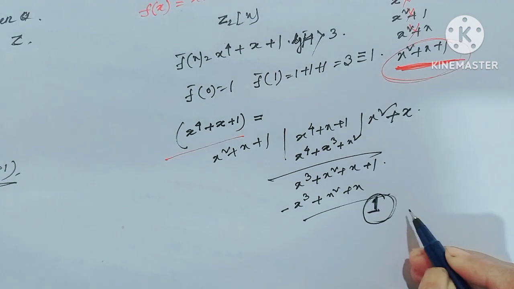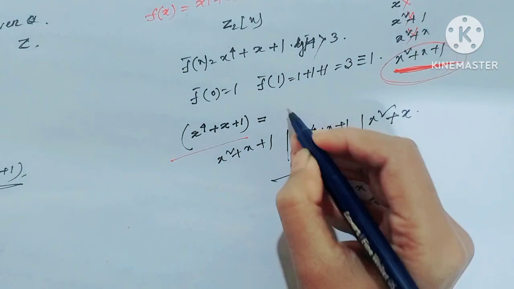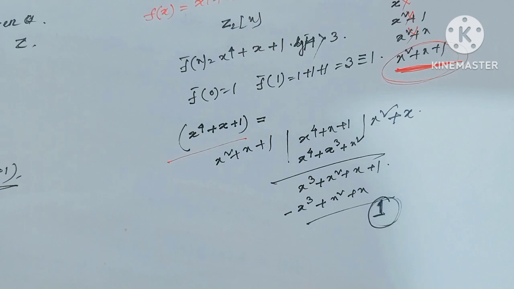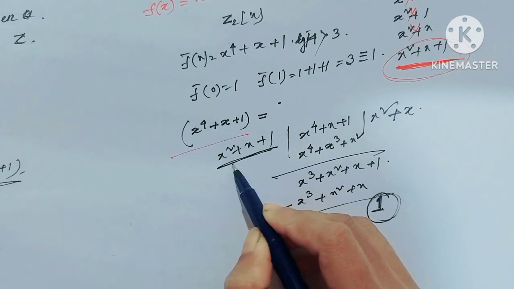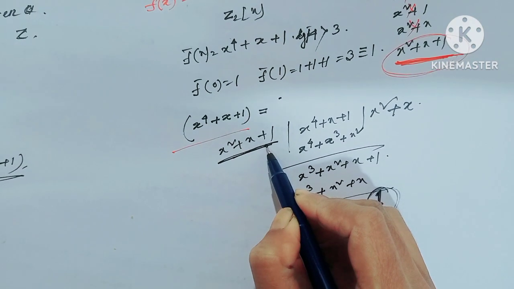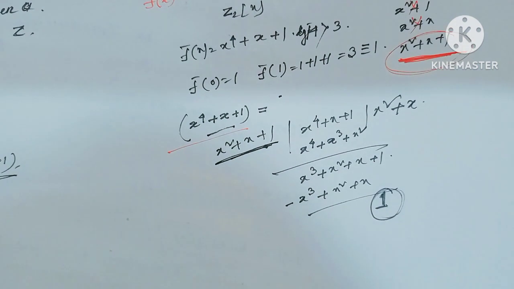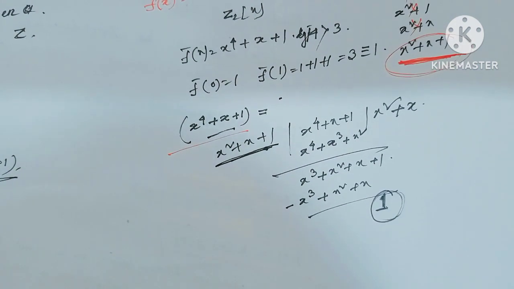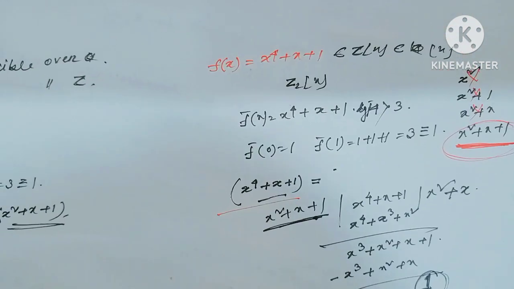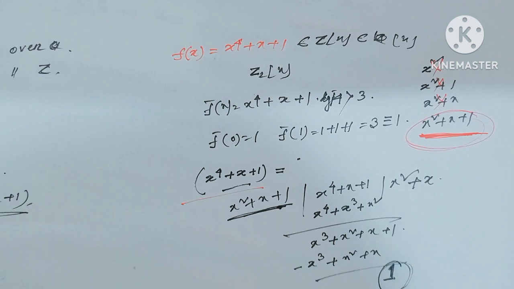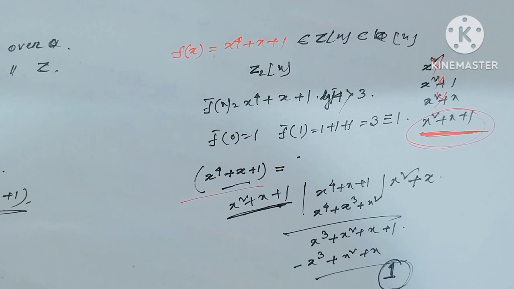Since I have got 1 as a remainder, we cannot write this as a product of these two polynomials. So obviously, since we cannot write this polynomial as a product of two irreducible polynomials, this polynomial f(x) equal to x to the power 4 plus x plus 1 is irreducible over Z[x], also Q.